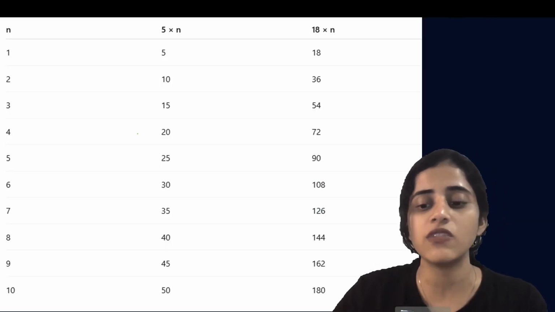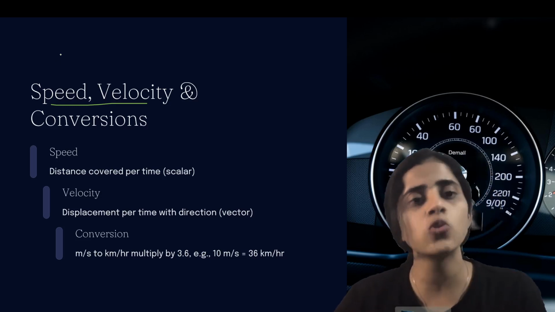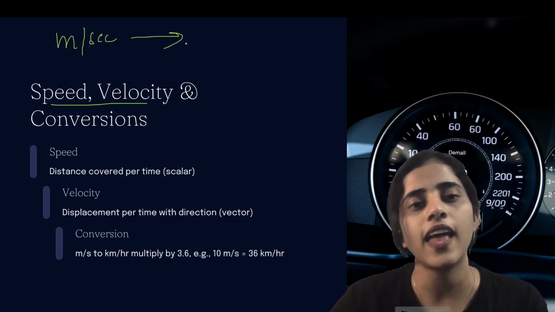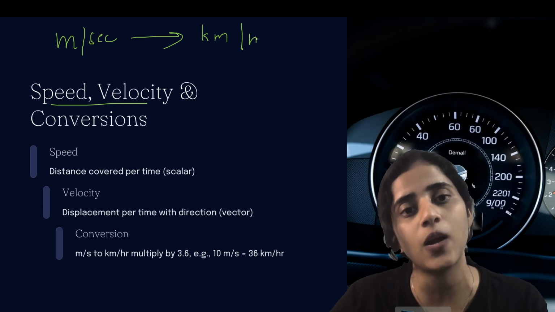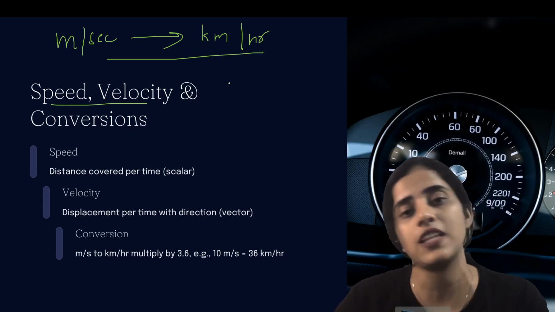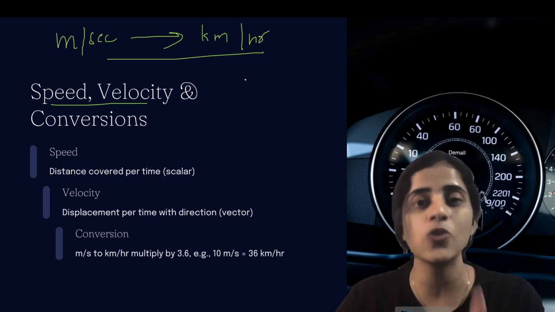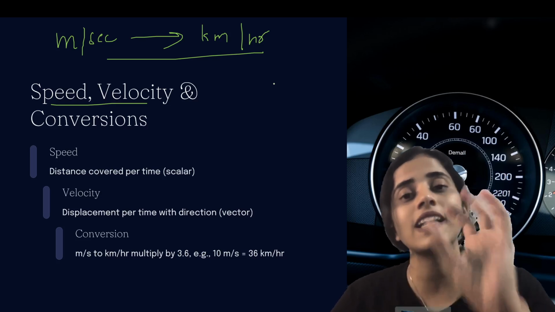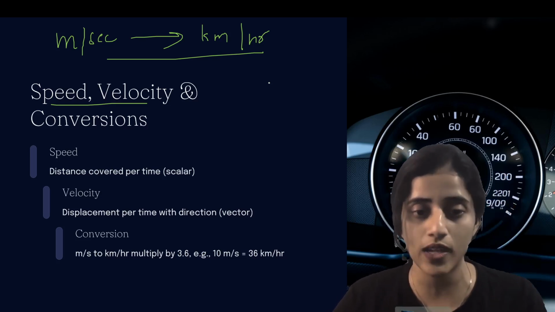But now you have to convert. Okay, so there are two units for speed and velocity. There's meter per second and then there is kilometers per hour. Now, conversion of meter per second to kilometer per hour is something very important, not only from your PU perspective or your 11th and 12th perspective, but also in terms of entrance exams as well.